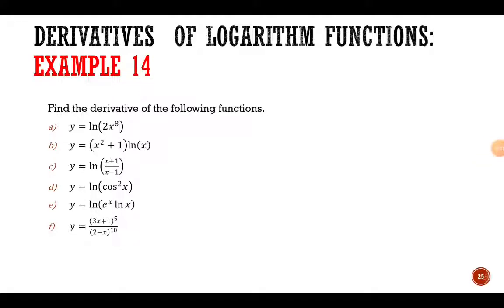Now we'll proceed to example 14. Okay, how many examples do we have here? We have about 6 examples to discuss. So we'll begin with A. We have y equals ln 2x^8.